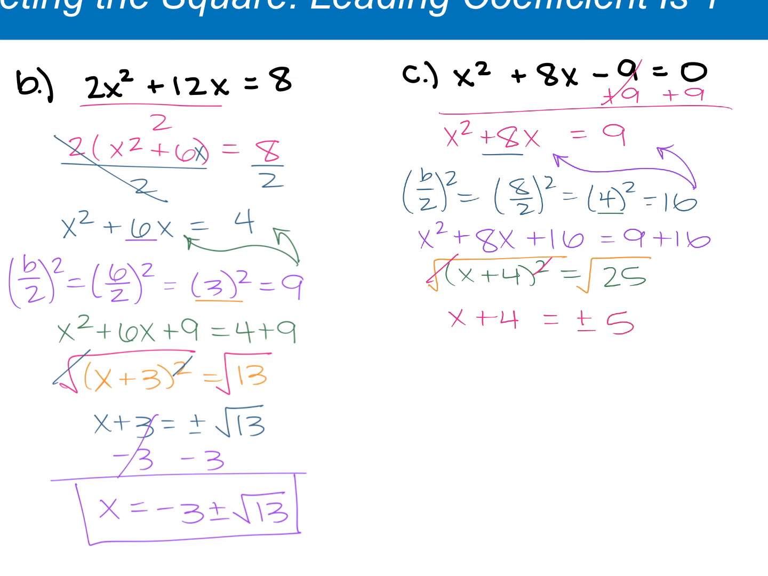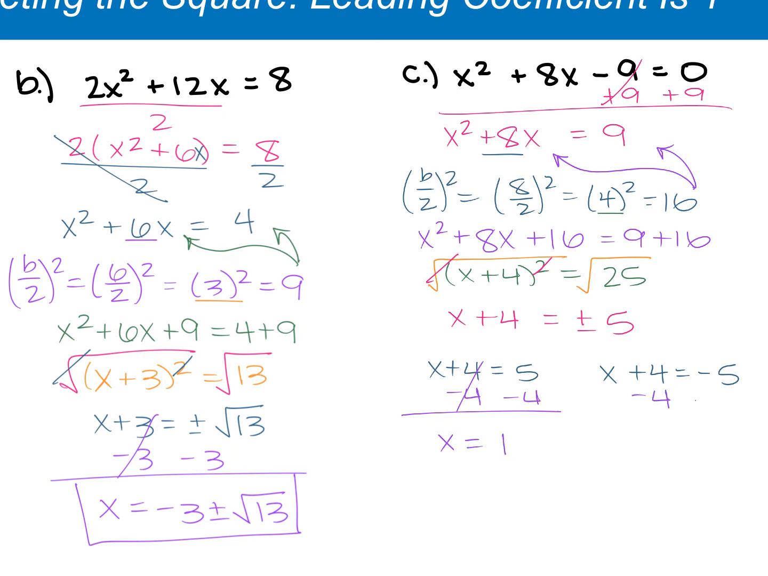So now, because this one simplified to a number, you're going to separate this into two equations and solve both. So you have a positive 5 as an answer and a negative 5 as an answer. So you're going to do x plus 4 is equal to positive 5, and x plus 4 is equal to negative 5, and solve them both. Move your 4 over, subtract it from both sides. That gives you x is equal to 1.